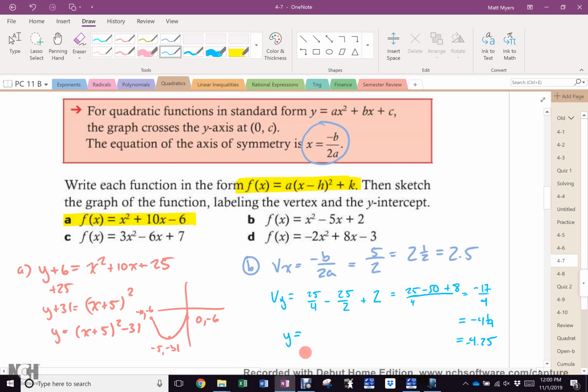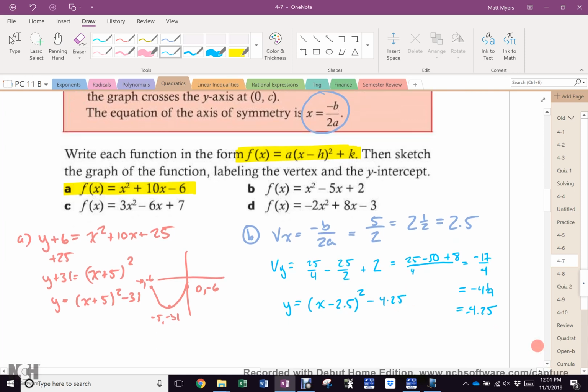What's our A value? Do we know? We do know, because it's 1. So X, what's our vertex? Positive 2.5, so how do I write it in the form? Squared. And what's my y value? And then it's easy to graph, isn't it? Because when I graph it, I go to positive 2.5 down here to negative 4.25.